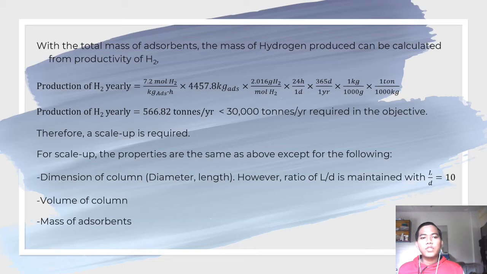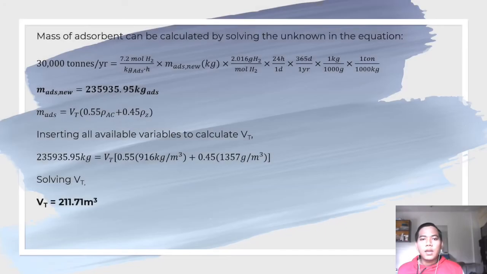Then, using the dimensions of the column given in the article, we calculate the production of H2 per year, but we then found out that it was not enough to achieve 30,000 tons per year, and a scale up is required. And we use the same properties as mentioned, except for the following exceptions. Next, we calculate the new values for the new column.